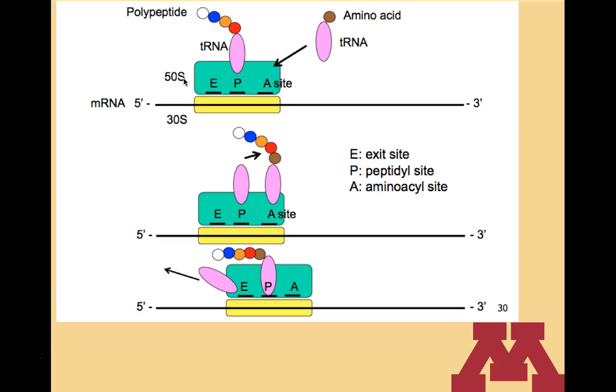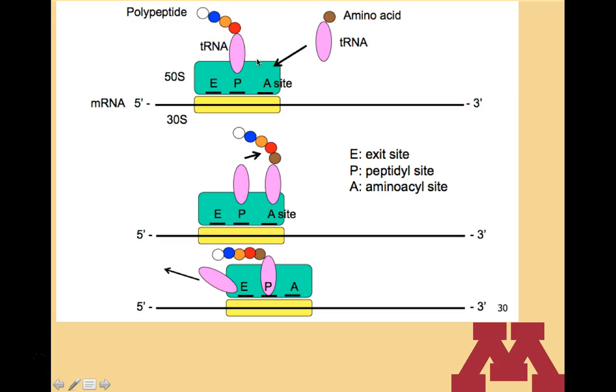Then the elongation stage. Notice there are 3 sites here: the A site, P site, and E site. You always read from the right to left. The A site stands for aminoacyl site, P is the peptidyl site, and E is the exit site. And we have an mRNA strand here. Those represent the ribosome. The 50S subunit is green and the 30S subunit is yellow. And this is the tRNA with an amino acid attached.